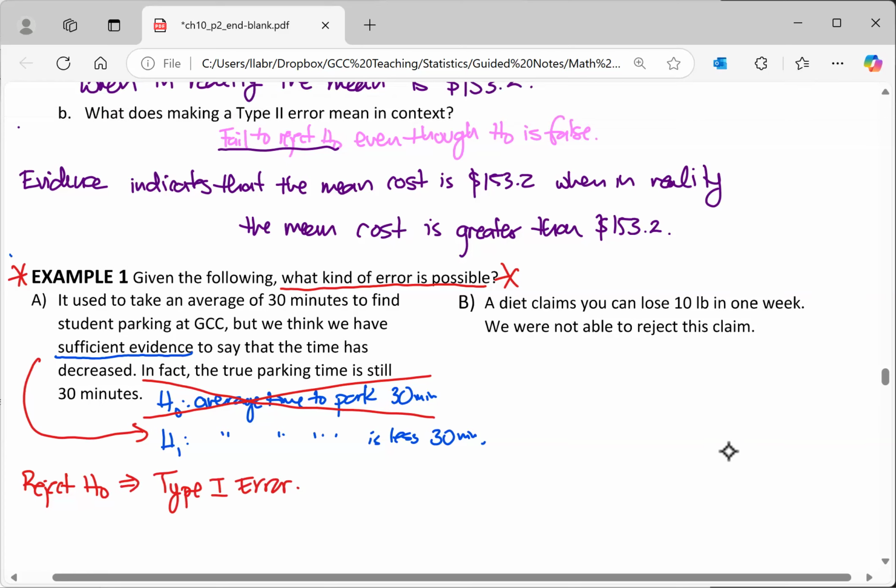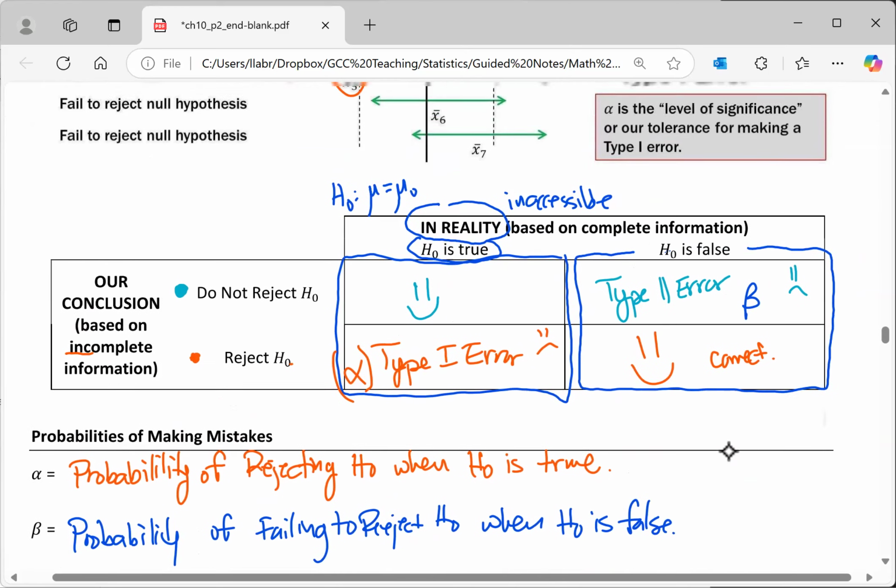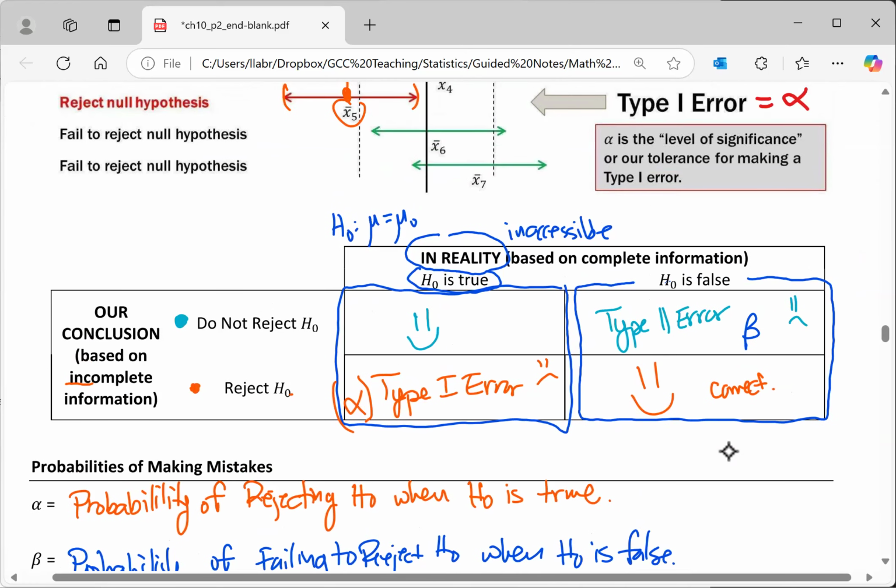We can see that by going up here to our graphic, if you ever forget. In this case, we reject the null, and the only way that you can make an error is if you commit a type 1 error. That means the null hypothesis is actually true, so you should not have rejected it.